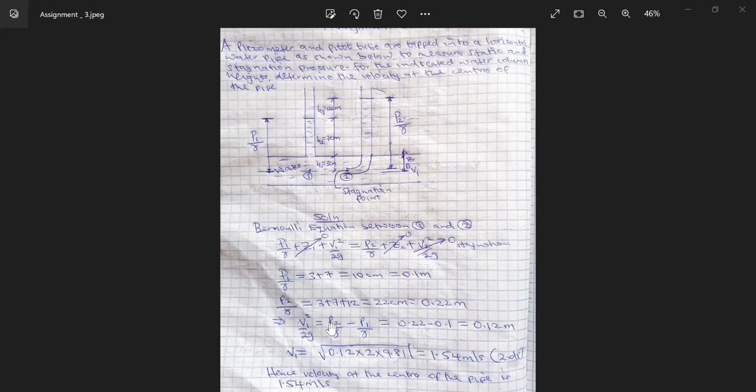So now when we substitute, you find V1 squared over 2g will be equal to 0.22, which is pressure head at point 2, minus 0.1, which is pressure head at point 1, which is 0.12 meter.